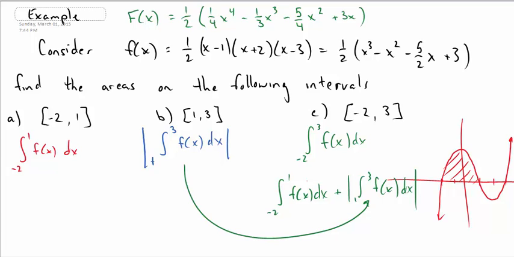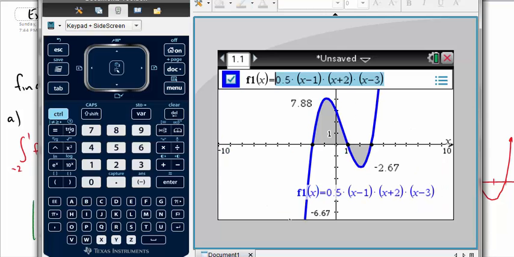A few parting thoughts on this example from the previous video. For the total area from -2 to 3, it's important to note that we cannot just do this. Because what that's doing, if we refer to the calculator, is finding the 7.88 plus -2.67, adding them together, then taking the absolute value. You have to remember the order of operations.